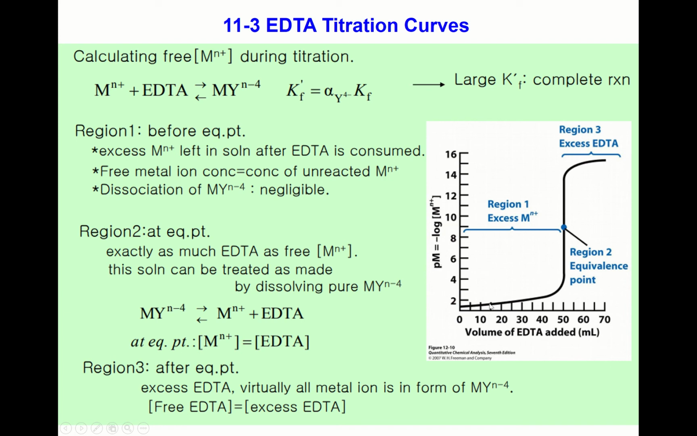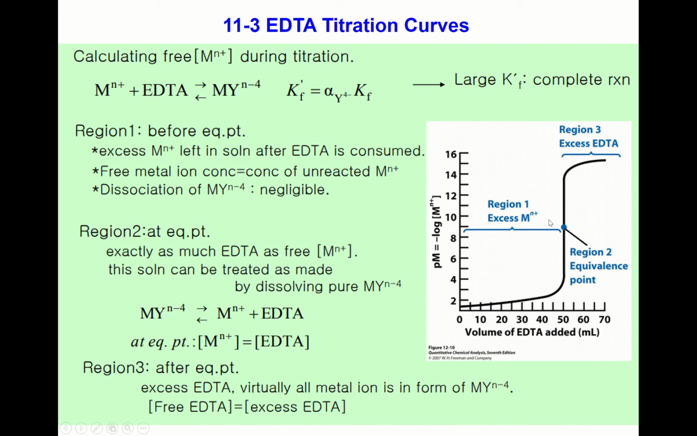And then, just like an acid-base titration curve, the pM doesn't change much. Around this equivalence point, there is a sudden change in pM. It suddenly increases. And after this equivalence point, this increment becomes slower. So from this EDTA titration curve, it is very easy to identify the equivalence point.